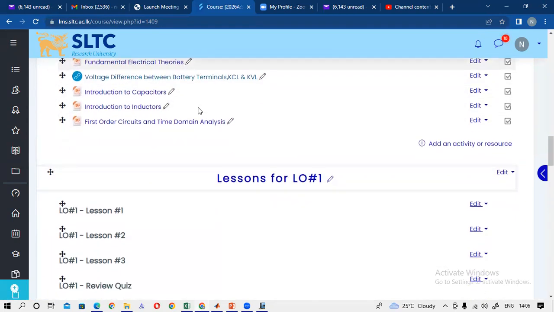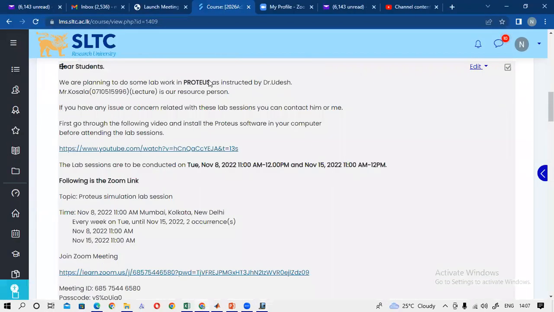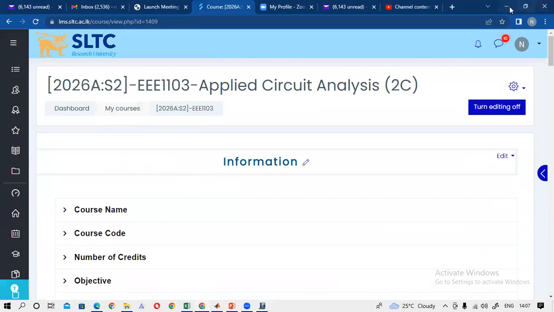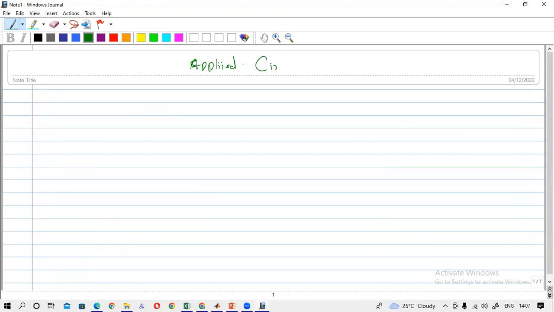In this course we are mainly focusing on LRC circuits. The subject name is Applied Circuit Analysis. This is a 2 credit course subject.